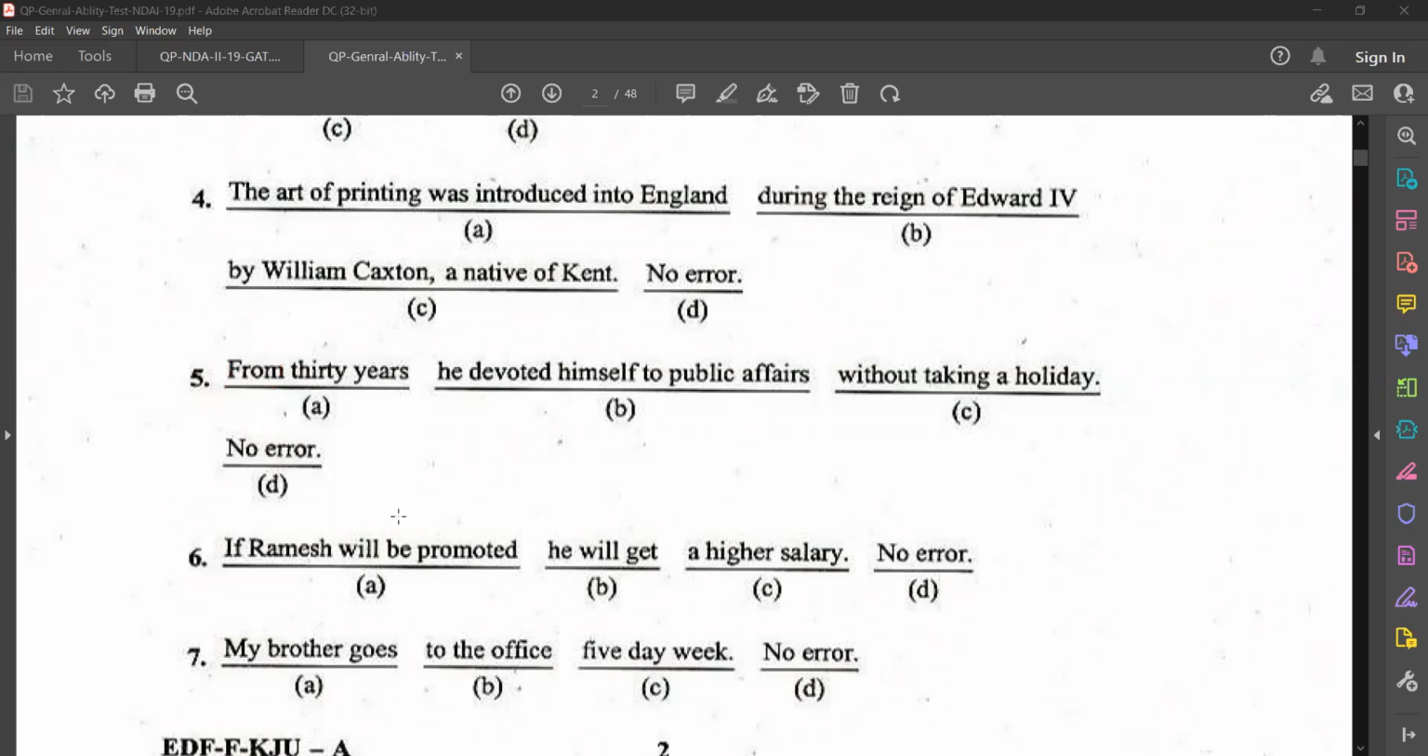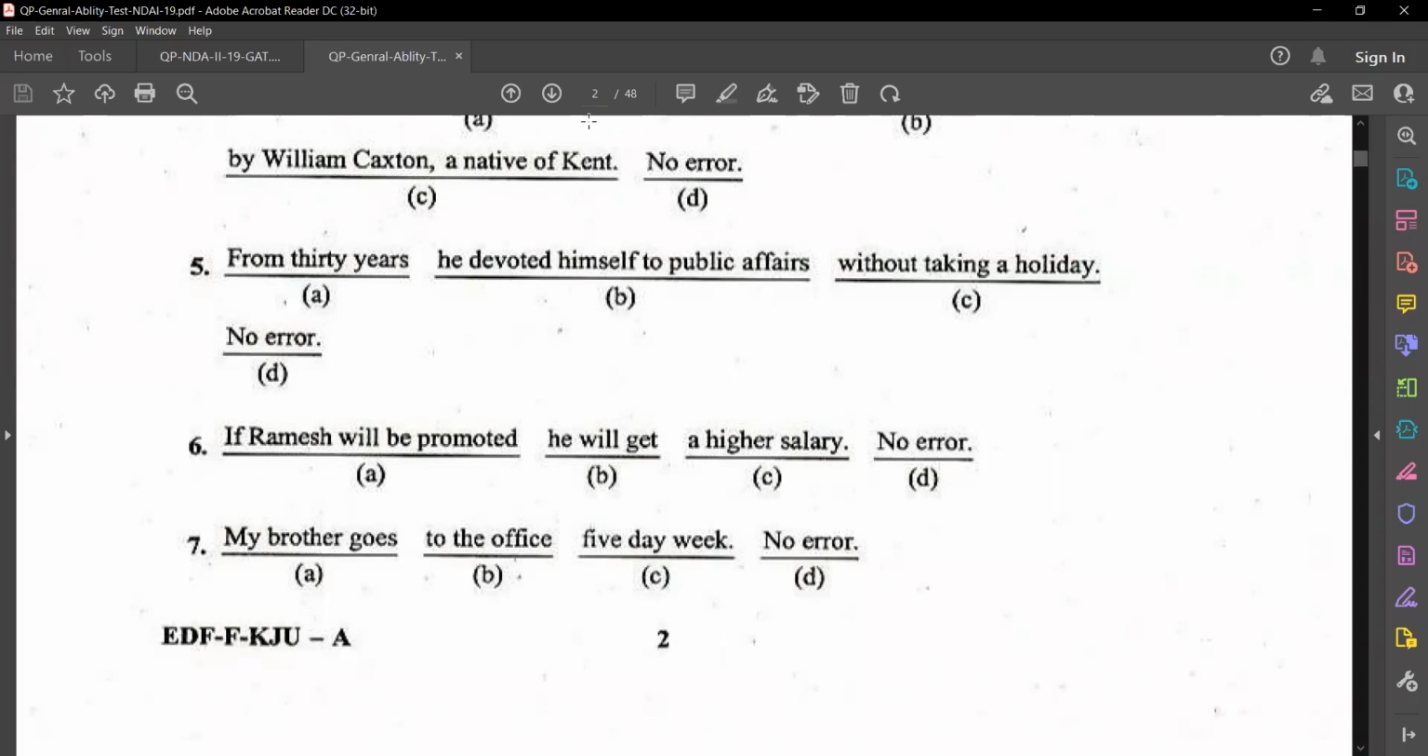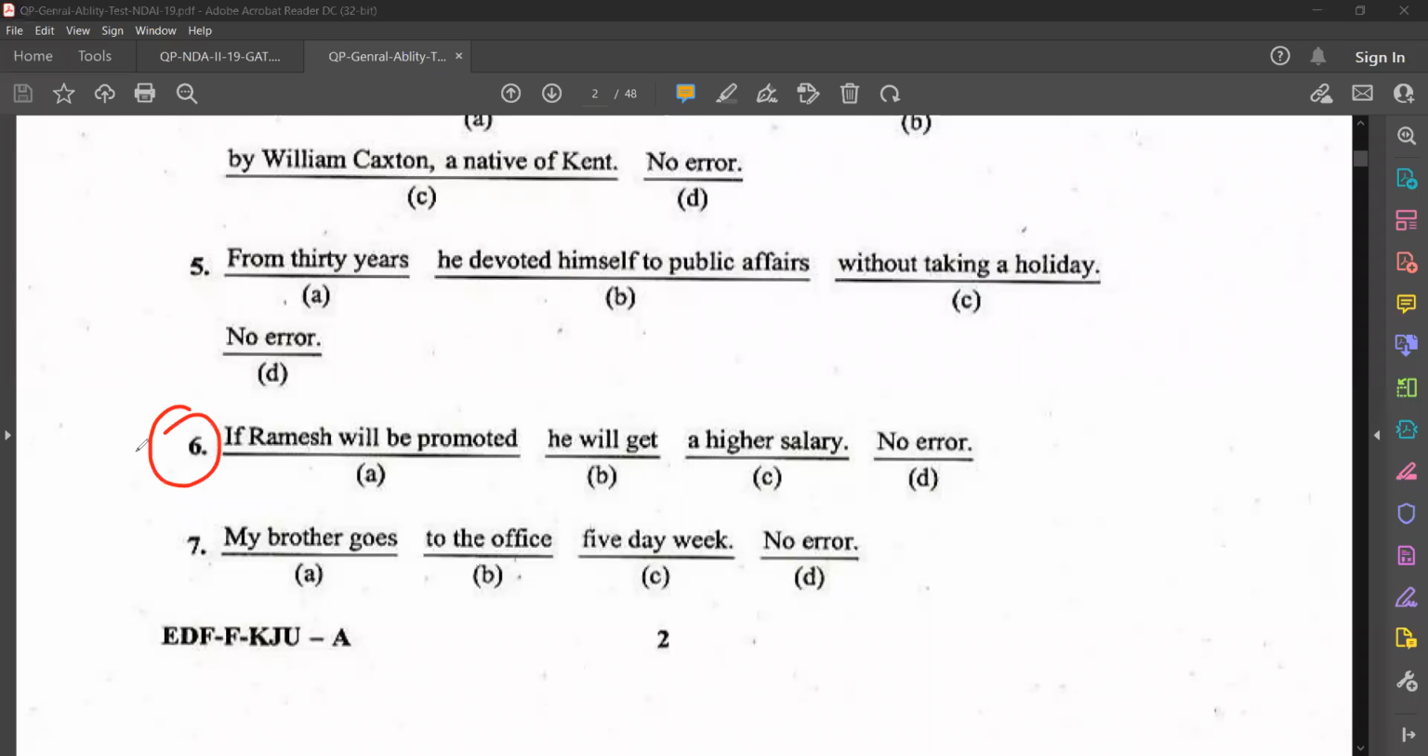Okay. Now, question number 6. If Ramesh will be promoted, he will get a higher salary.